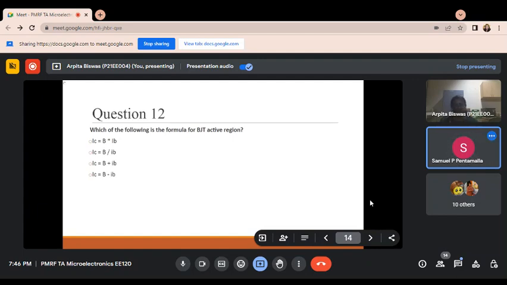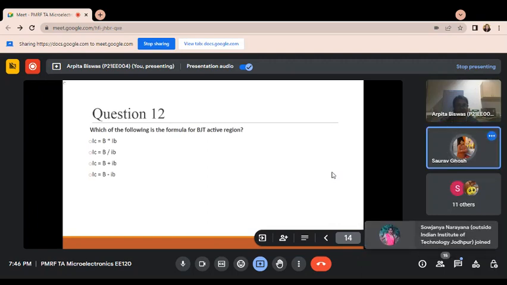Yes. And the next question, question 12, is: which of the following is the formula for BJT active region? IC equal to beta into IB, IC equal to beta by IB, IC equal to beta plus IB, or IC equal to beta minus IB. Ma'am, the correct option is option A. IC equals beta into IB. Okay.